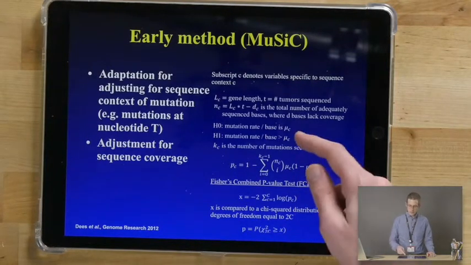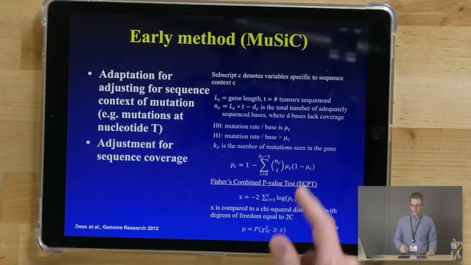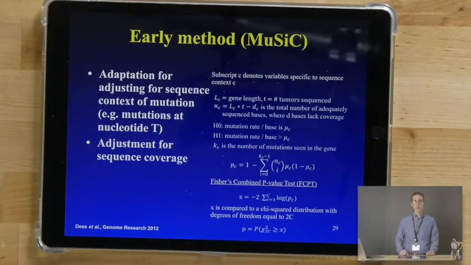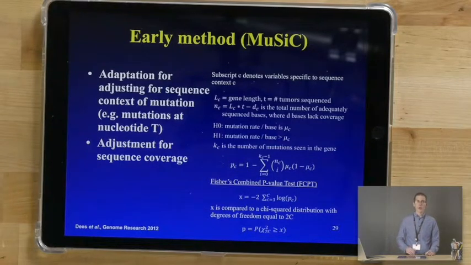And then you're left in a similar setup where you're trying to have a model of a background mutation rate, now context specific, and compare it to whether the number of mutations is going to exceed that expected mutation rate. So similarly here, you can calculate a p-value for each sequence context.